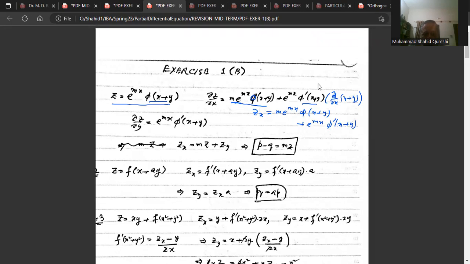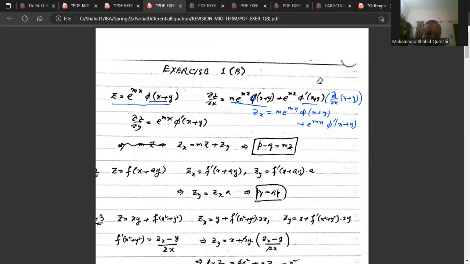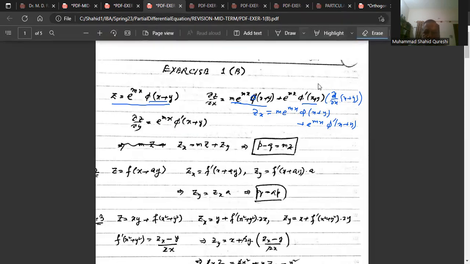इसमें मैंने गलत किया हुआ कुछ थोड़ा सा. It will be m e power mx. No, it will not be, because this is involving only x, so this will not be there. That's all there is. Phi prime को यहाँ से निकाल के यहाँ डाल दें, phi को यहाँ से निकाल के यहाँ डाल दें, so that arbitrary function will be removed, and after simplification we'll get only this.